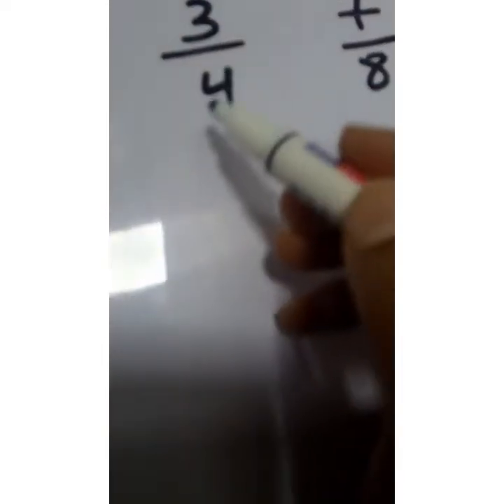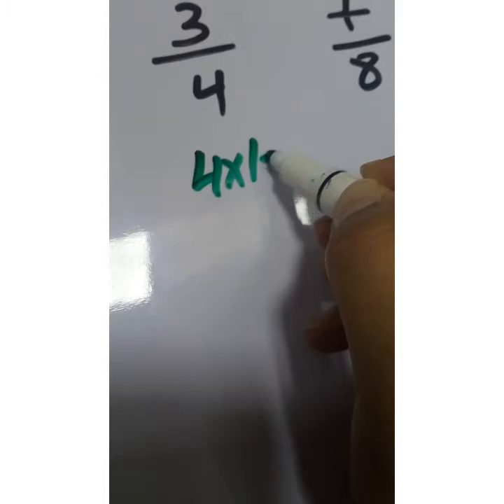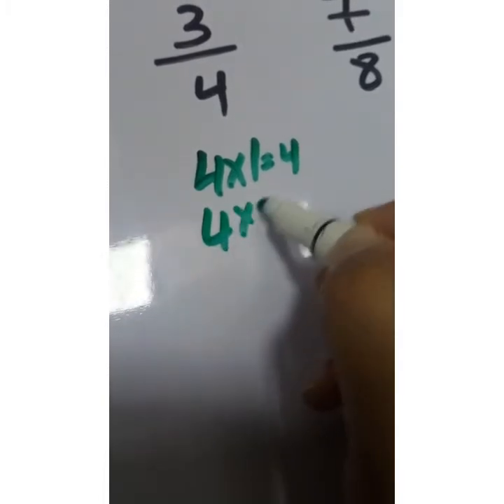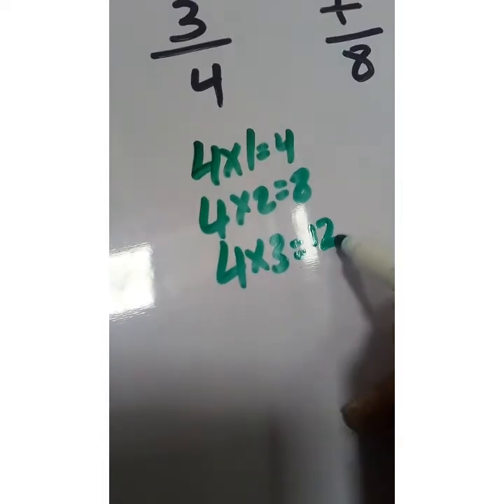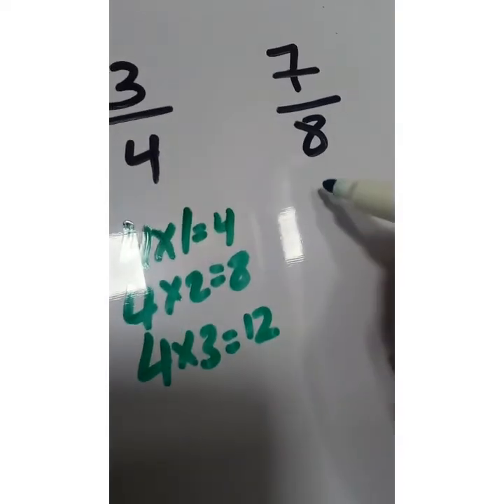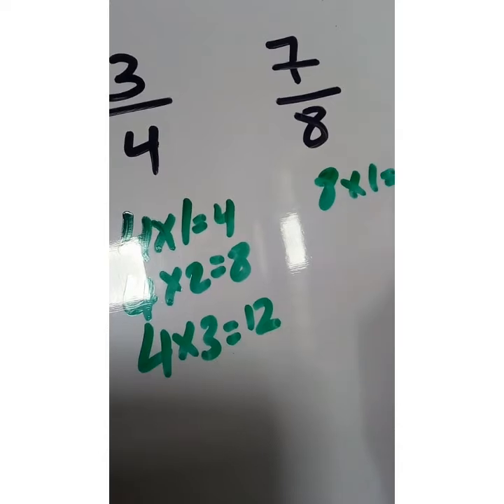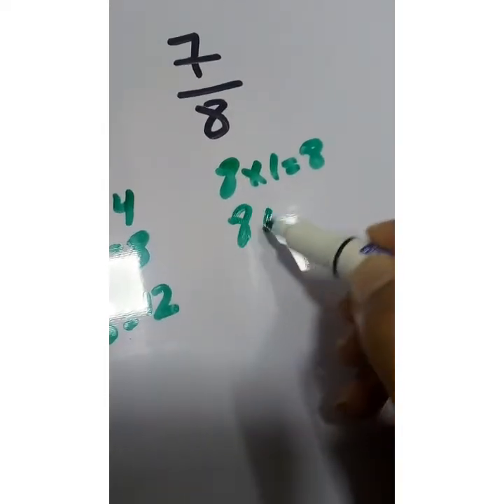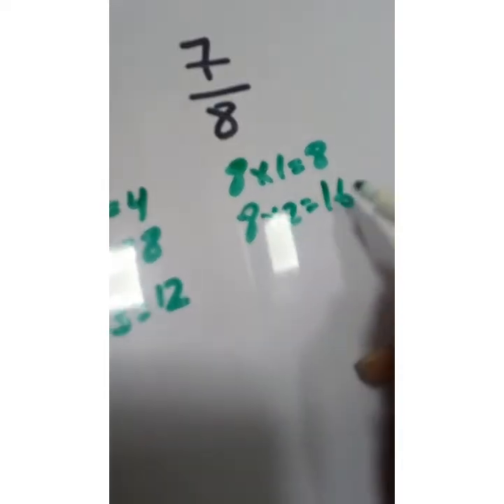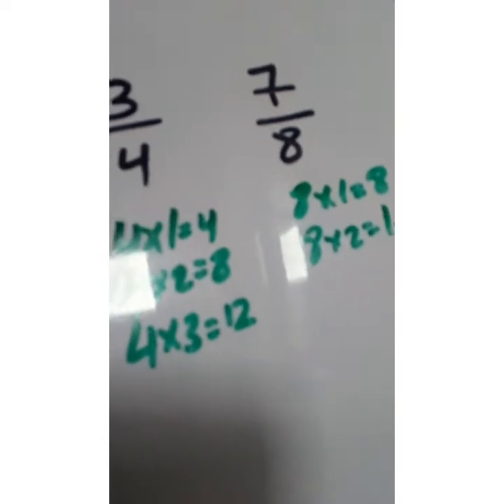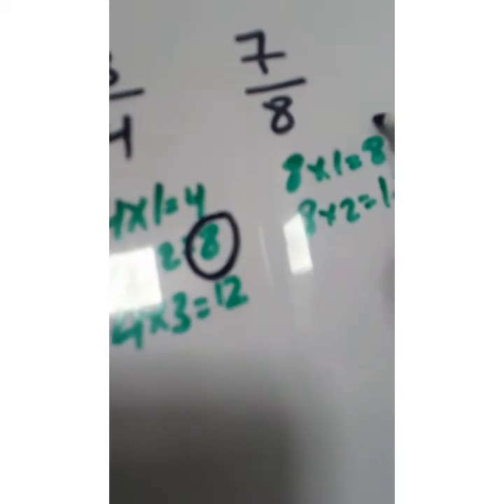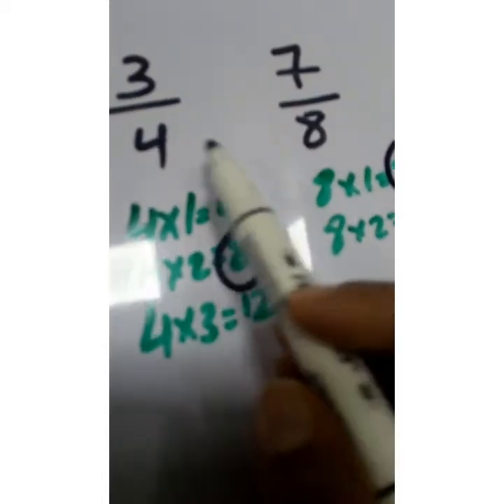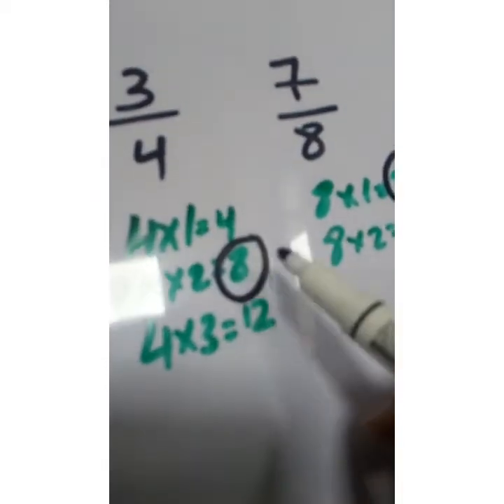Let us look. In the multiplication of 4, 4 times 1 is 4, 4 times 2 is 8, 4 times 3 is 12, and so on. And here 8 times 1 is 8, 8 times 2 is 16, and so on. Now we see that there is a number that is the same: here is 8 and here is 8. So we are going to change the denominator to be 8.